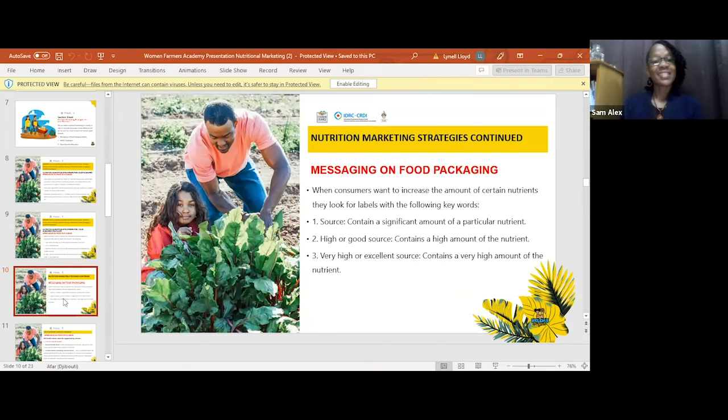So when we're looking at ingredients that customers actually want, the messaging on the food packaging also has to reflect that. So customers want to increase certain nutrients. They look for labels with certain keywords like source. Source means it contains a significant amount of a particular nutrient, or a high or good source, which means that it contains a high amount of that nutrient, or a very high or excellent source, which means that it contains a very high amount of the nutrient.